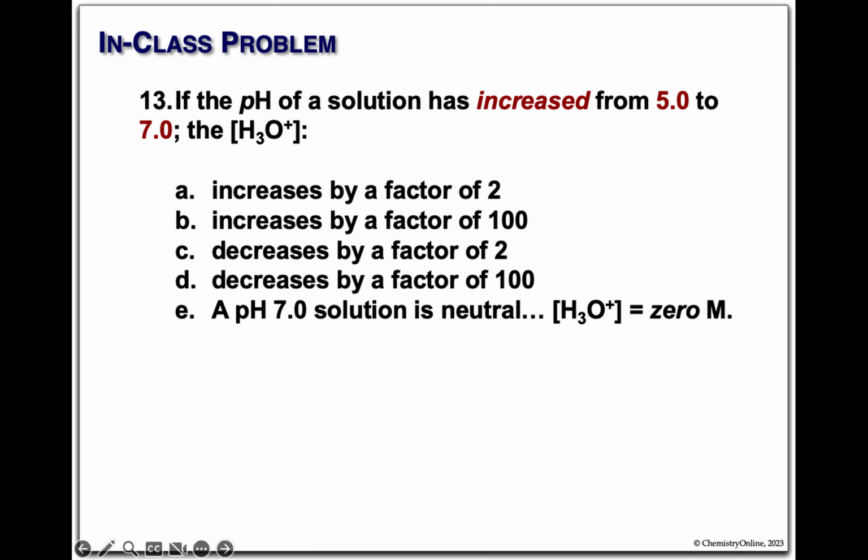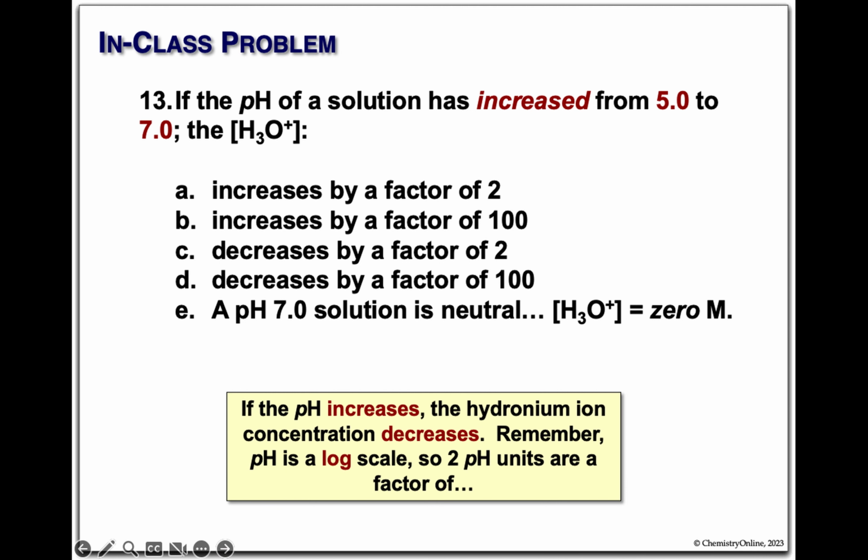This is nonsense. So, when you raise the pH, what happens to hydronium? Remember, it's the negative log, so if the pH increases, hydronium decreases. That's number 1. So we're looking for decrease. pH is a log scale. We've decreased 2 units. That's 10 squared. So we have decreased by a factor of 100. 10 squared is 100.